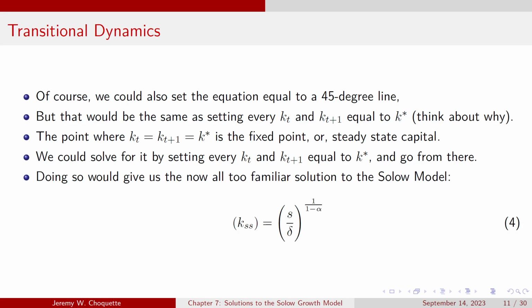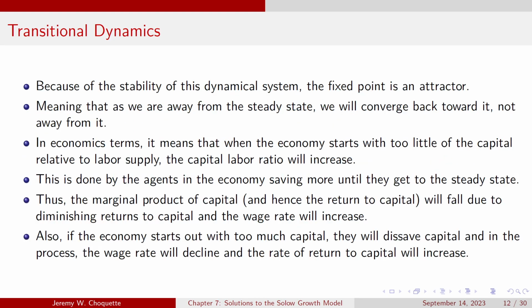Now, the point k_t = k_{t+1} = k star is a fixed point, or it's the achieved steady state capital. So we could solve for it by setting every k_t and k_{t+1} equal to k star or k_ss. k star and k_ss are the same thing here. We can go from there. And if we do that, that would give us the now all too familiar solution to the Solow model. So equation 4 is steady state capital.